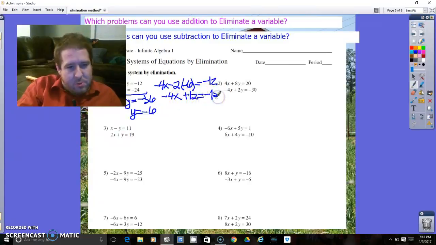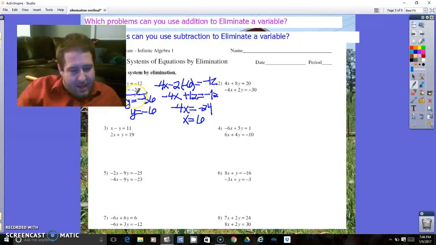negative 12, so subtract 12 from both sides: negative 4x equals negative 24. Divide both sides by negative 4 means x is 6. So the answer is (6, negative 6). That is the one place that these 2 equations will intersect each other. All right, so I'm going to change colors here.